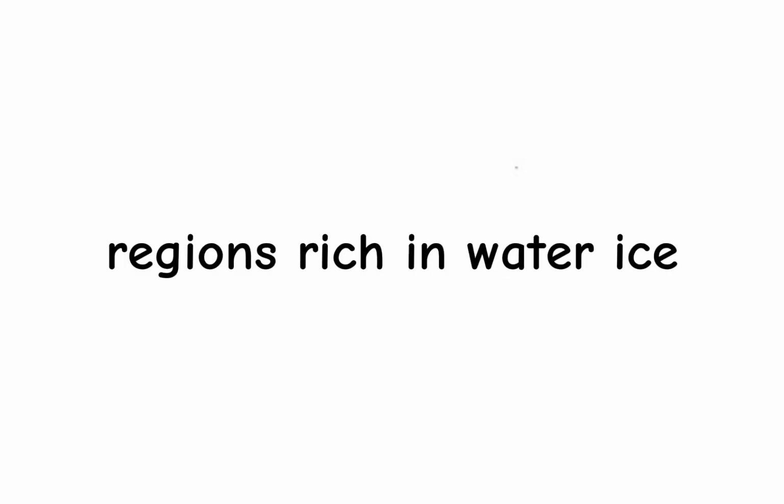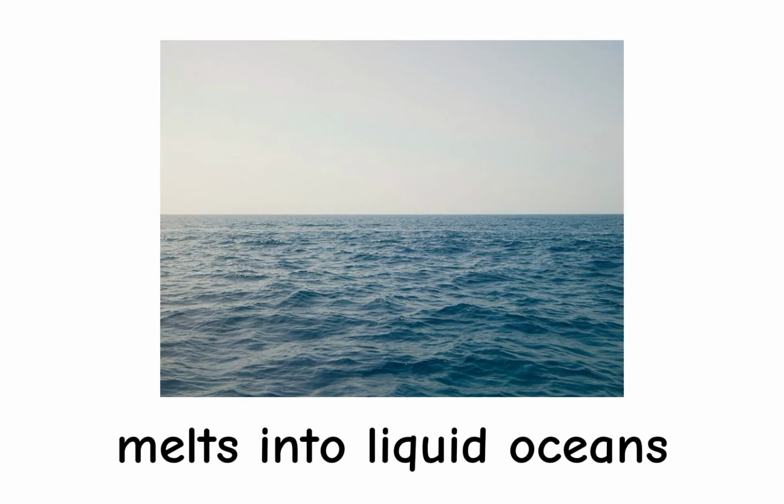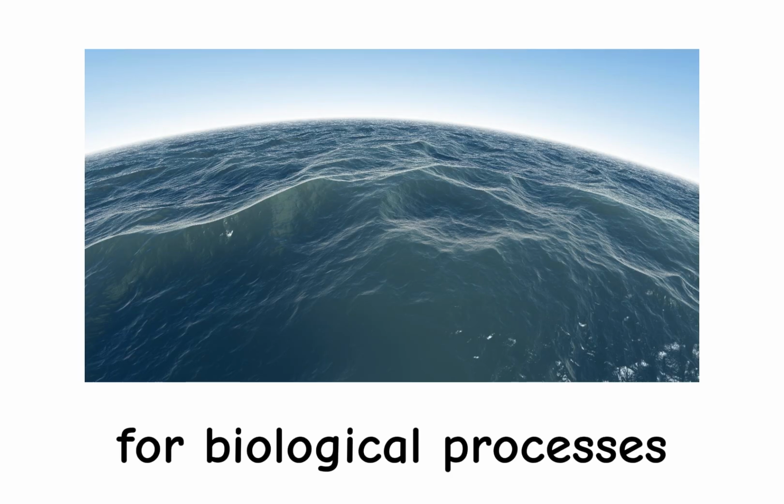Scientists believe ocean planets may form in regions rich in water ice and later migrate closer to their stars, where the ice melts into liquid oceans. Such planets are especially interesting in the search for life, since water is a key ingredient for biological processes.